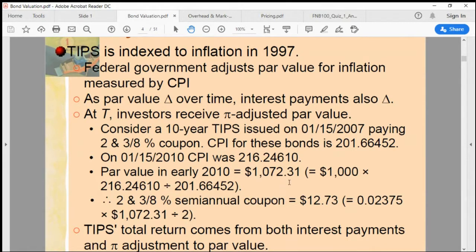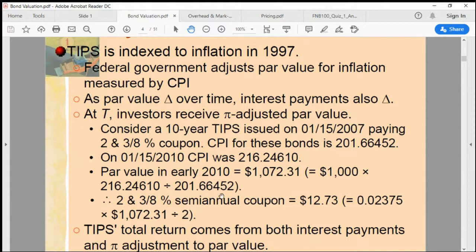If you divide this by this number, the exact number will be 1.07231. That means the exact inflation over these 3 years is 7.231%, right? 1 plus that 7.231% will be 1.07231. Multiply that by 1,000, you get 1,072.31. Right? This is the adjusted par value, adjusted for inflation for 3 years.